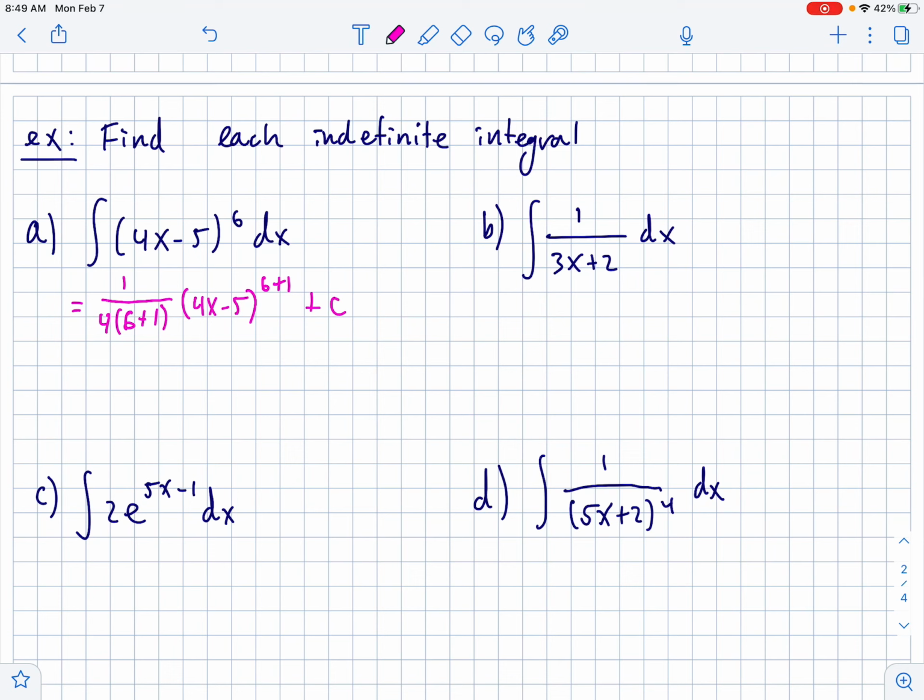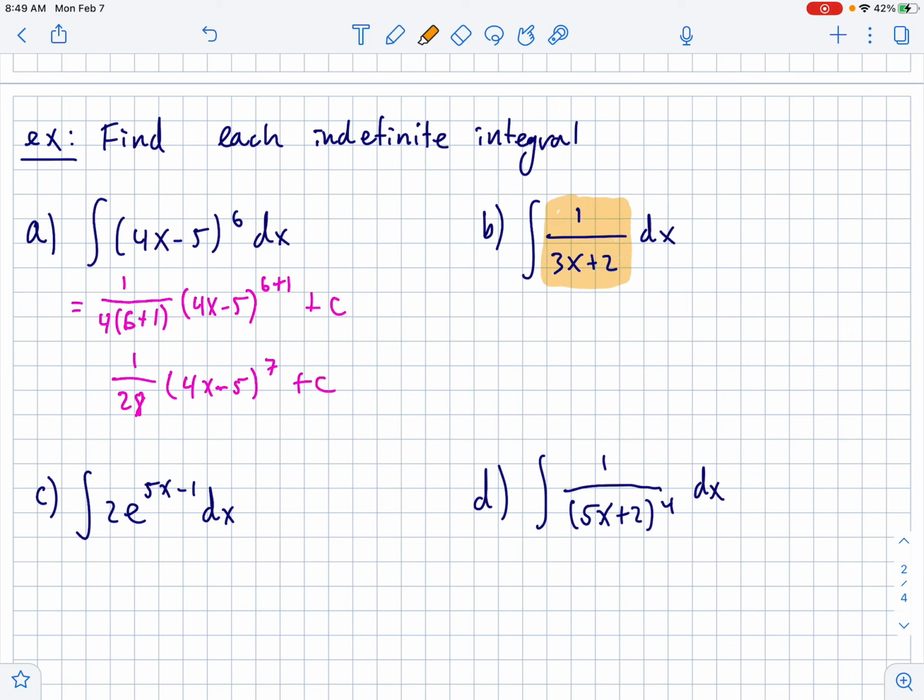So what is that? 6 plus 1 is 7, times 4 is 28. So we get 1 over 28 times (4x minus 5) to the 7th plus c. And we're good.